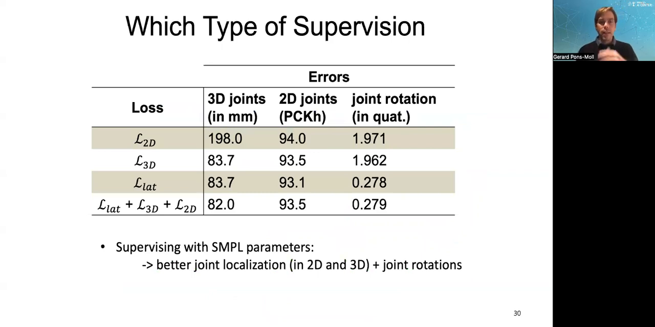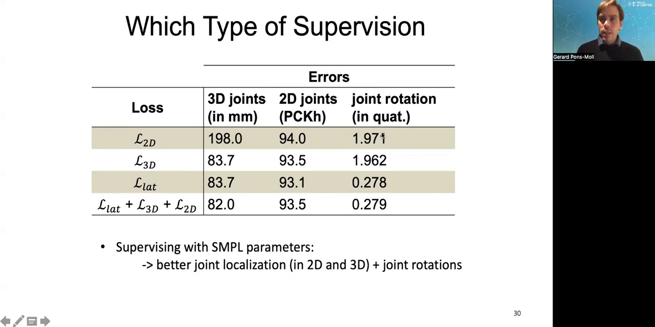All right, so here are the errors. These errors are typical errors that you have in 3D pose and shape estimation. You have the 3D error in millimeters. You have the error in terms of the PCK metric. The PCK measures how often all the joints are within some percentage of the ground truth, right? Within some distance from the ground truth. And then here you have also the joint rotation error measured in quaternion distance.